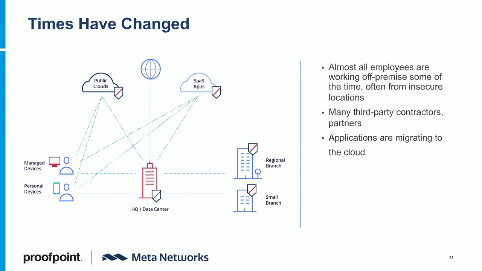But let's talk about a couple of the baseline assumptions here. First, employees are working off-premise at least some of the time, and you can't trust where they are working from. Secondly, you can probably assure yourself that in a company of a reasonable size, they're not even all going to be your employees. You're going to have contractors, third parties, and partners, all of whom are going to have access to something that is technically yours, whether that is a SaaS application, something that lives in a public cloud, or something that lives in your data center.